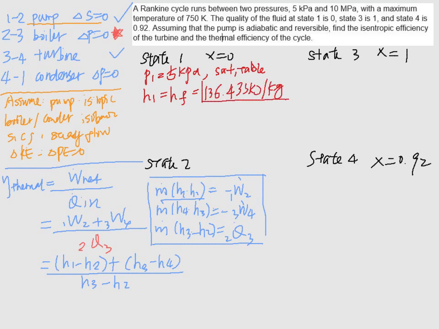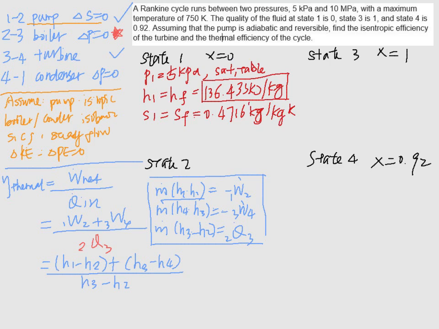Okay, so we already found one of them. At the same time, we're also going to find the S1 at this state, because this will help us find information that we need for state 2. S1 is equal to Sf, the liquid state entropy, which is 0.4716 kilojoule per kg K. Okay, so now we're good with state 1.